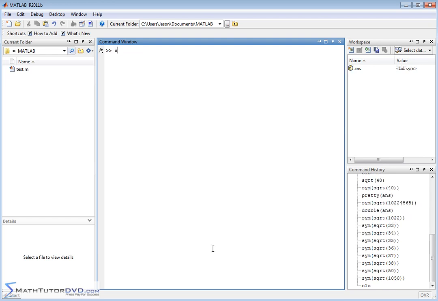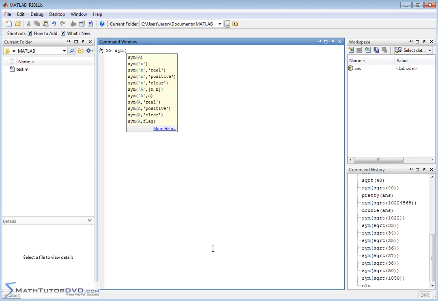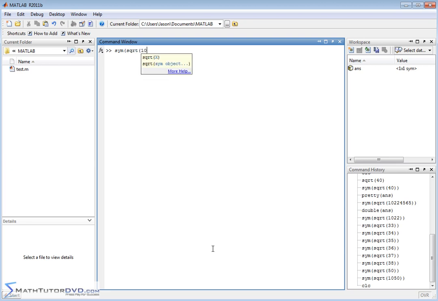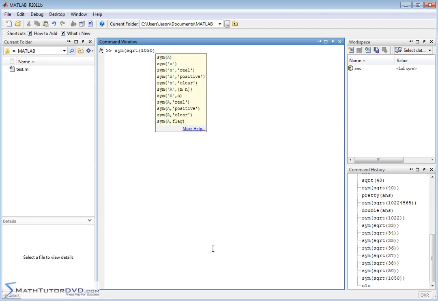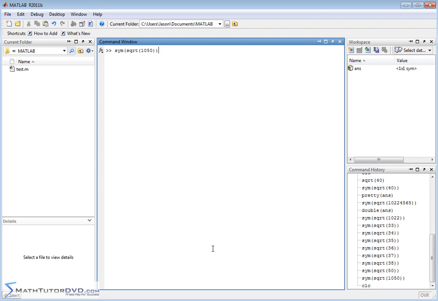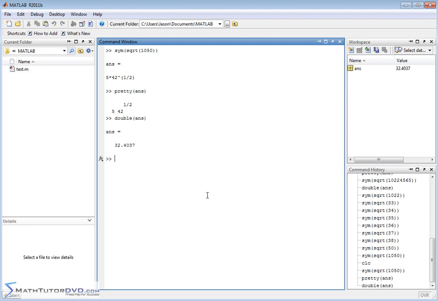What if we wanted to do, as another test, the symbolic representation of the square root of, let's say, 1050, something large? This is something that would take you a little while by hand to factor out, collect all the terms, and figure out what it all is. Matlab quickly tells you it's 5 times 42 to the power of 1/2. So 5 times the square root of 42 is going to be that answer. And if you require that in decimal form, you can always just type double(answer). It converts whatever you want to a decimal. So the answer is 32.4037.